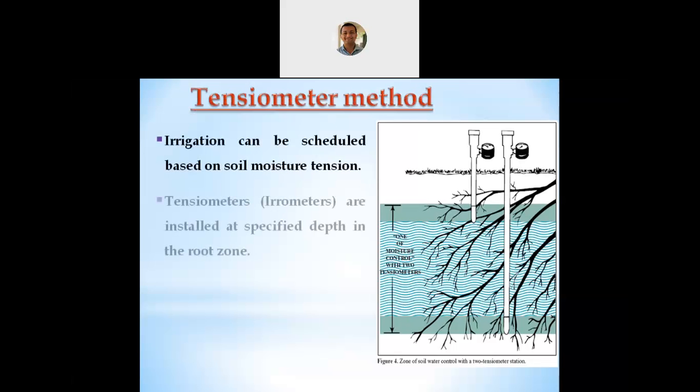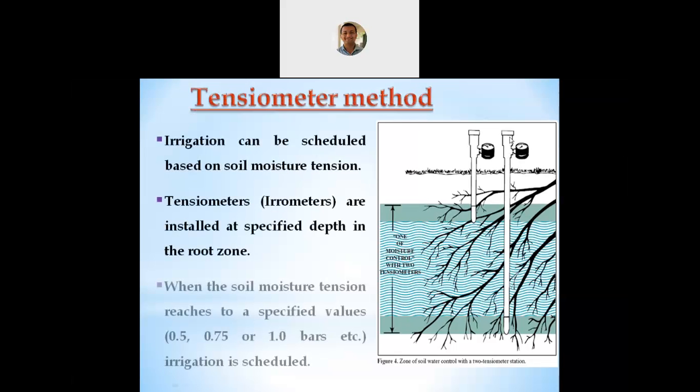Another method is the tensiometer method. Here on the right hand side, if you look at the figure, this is a picture of a tensiometer placed at two different depths of the soil. It has three basic components. One is the pressure gauge, which measures the pressure inside this tube, and a ceramic cup which facilitates the exchange of water present inside the tube with the surrounding soil.